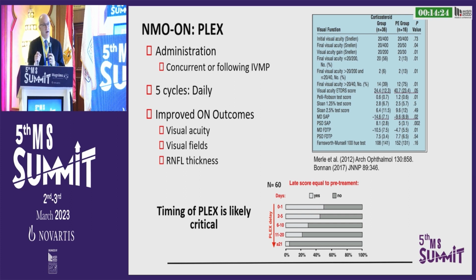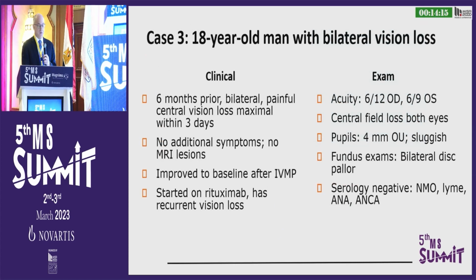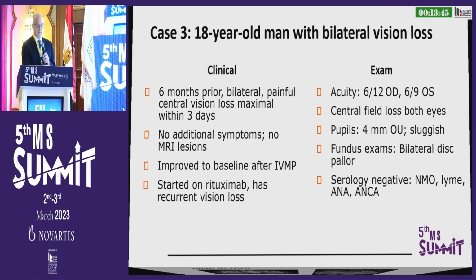So you have to recognize neuromyelitis optica early, because early initiation of immunoabsorption or plasma exchange can lead to better recovery. Here's an 18-year-old man who 6 months prior to this episode had optic neuritis that was treated with intravenous methylprednisolone and had excellent recovery. Now on rituximab for presumed multiple sclerosis, he has bilateral optic neuritis. That is 6/12, 6/9 in both eyes with bilateral disc pallor on exam because of his prior optic neuritis history. And he has a negative serologic workup.